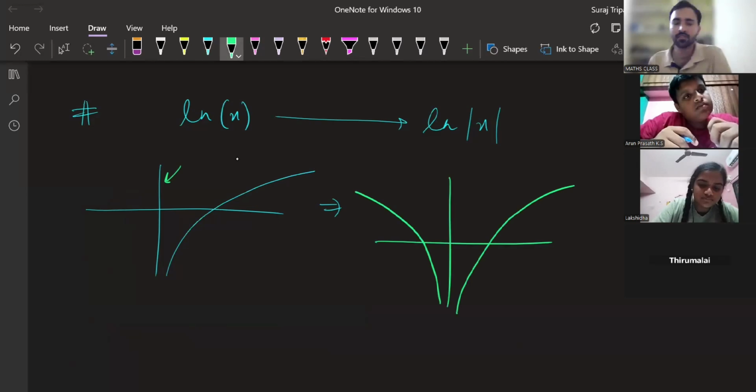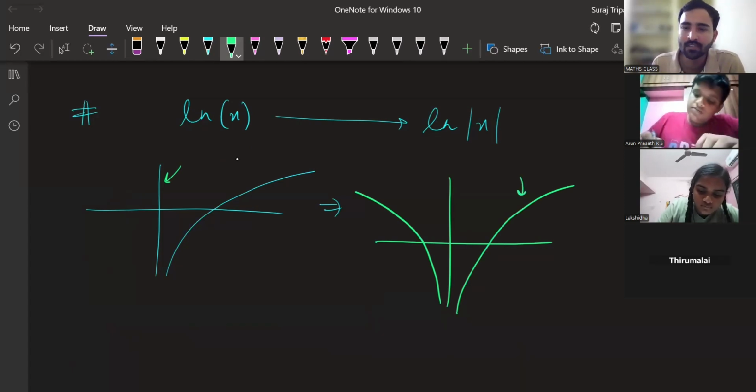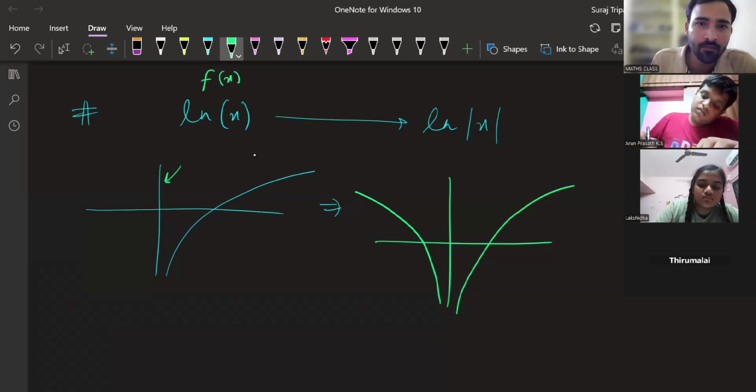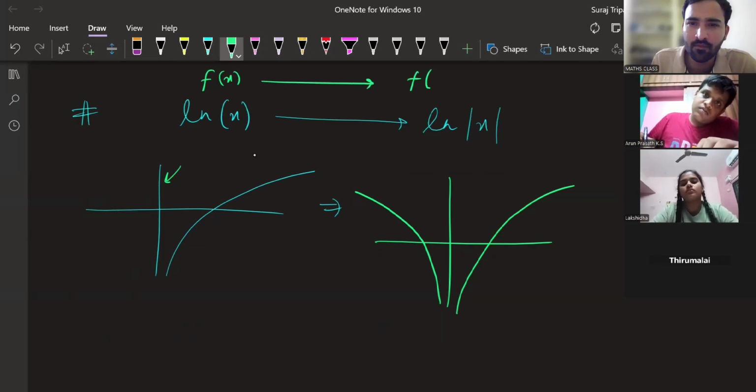This is the graph of ln mod x. We have to take the reflection of this portion of the graph along the y-axis, so you will get this graph. This is the graph of ln mod x. Also, you can say I am converting this f of x to f of mod x.